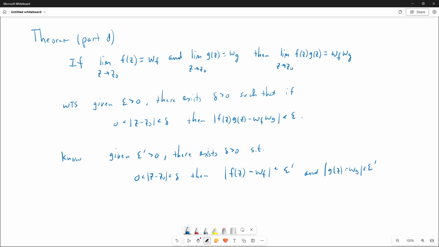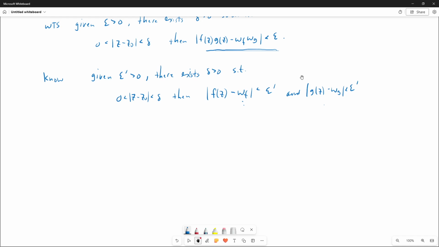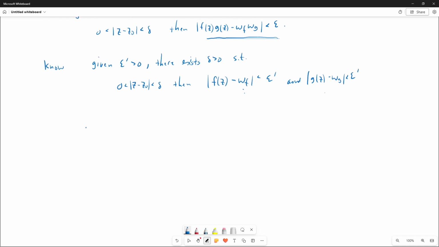We will end up choosing epsilon prime so that when z minus z0 is less than delta, this inequality that we need here occurs. So let's see how we can relate this inequality to these two inequalities. This is the one we need to show, and these two are given. So let's take the one that we need to make a conclusion about and see how it relates to the two that are given.